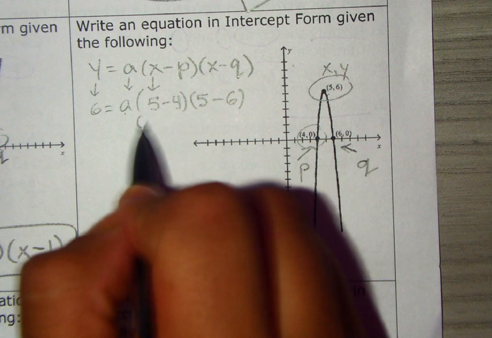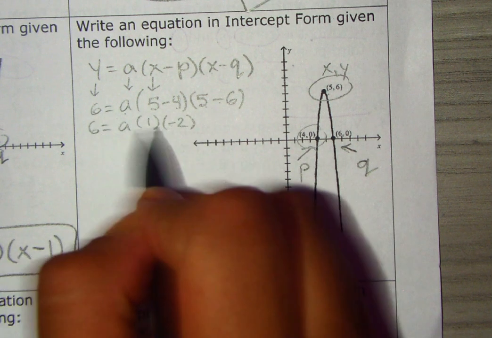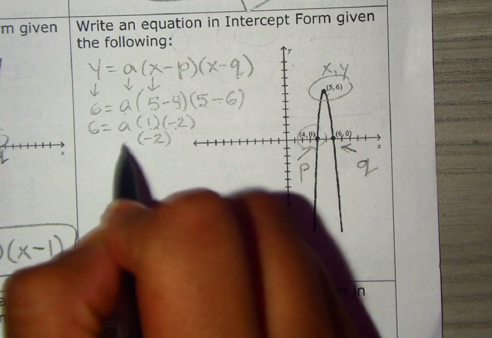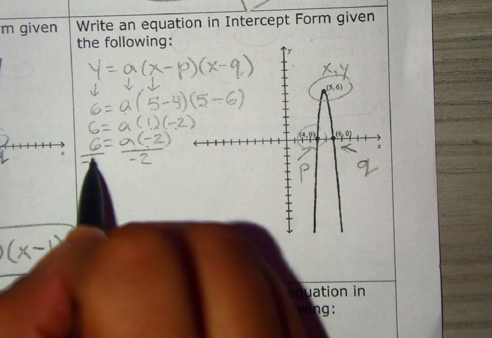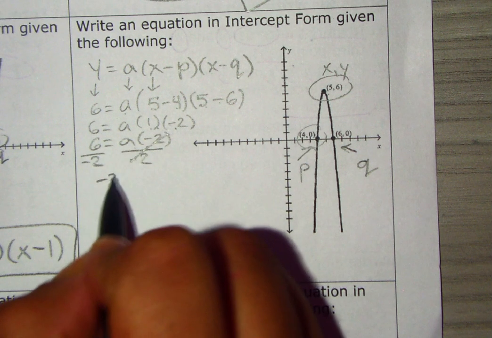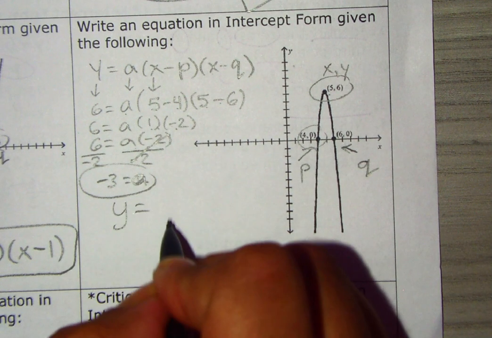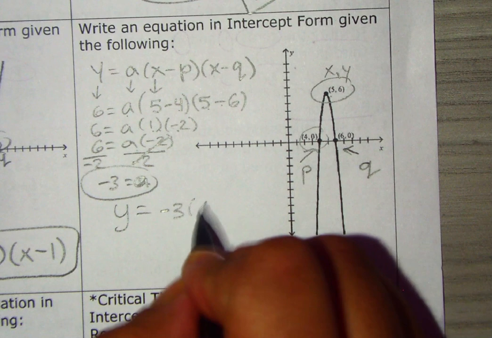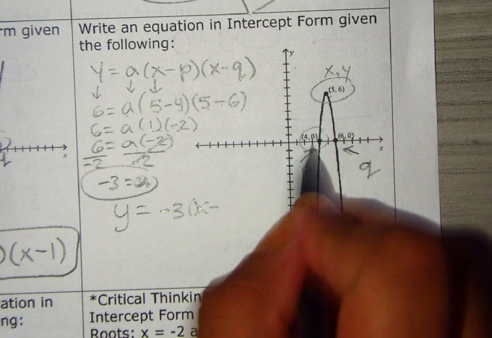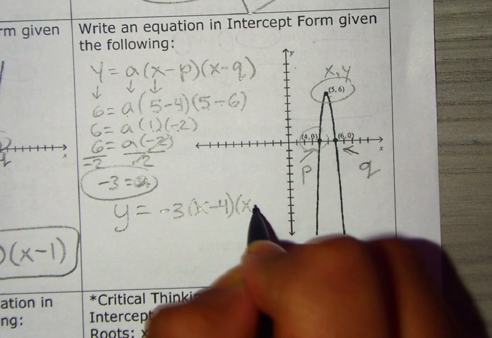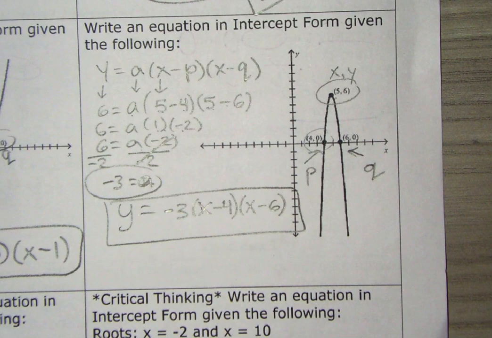So 5 minus 4 is 1. 5 minus 6 is negative 2. And then we're going to multiply 1 times negative 2, that's negative 2. And then now we have a times negative 2, so we're going to divide by negative 2 to get rid of that. And then we get negative 3 equals a. So if a equals negative 3 on our equation, we're going to have y equals negative 3, parentheses, x minus your x-intercept right there. So that's a 4. And then x minus your other x-intercept, just a 6. So that is the equation you should have gotten.